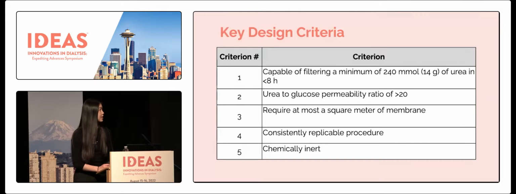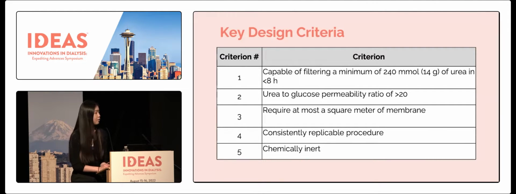Some key design criteria we need are that the membrane needs to filter a minimum of 240 millimoles, or 14 grams, or 15 I guess, of urea in less than 8 hours. And that is just the daily molar production of urea to be excreted. The second is that we need a high urea to glucose permeability ratio through the membrane, and that needs to be greater than 20.